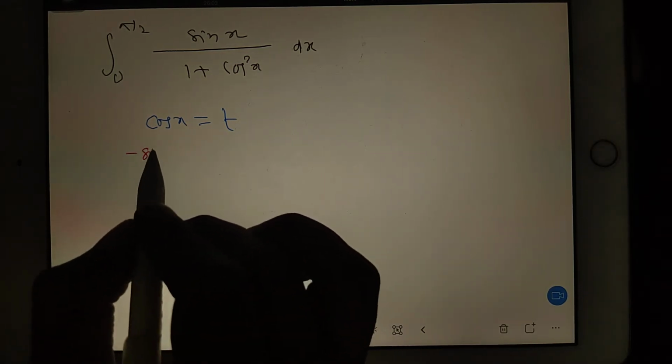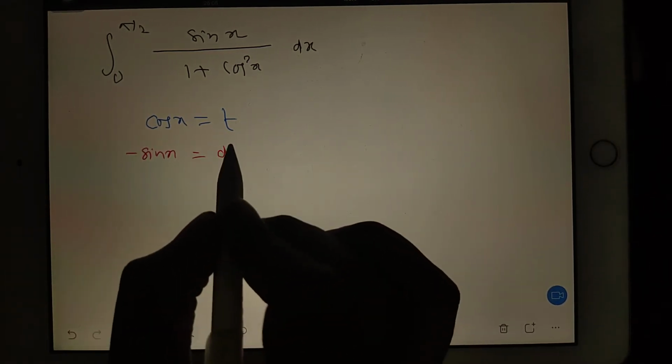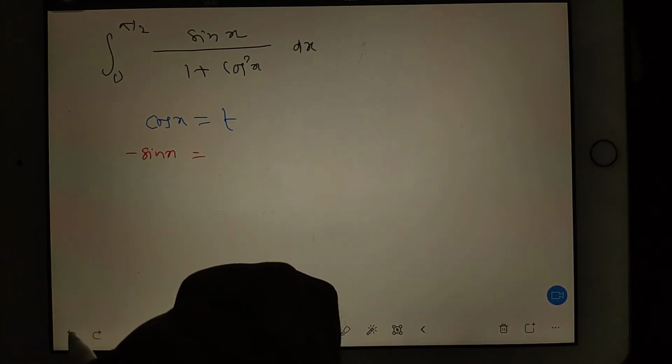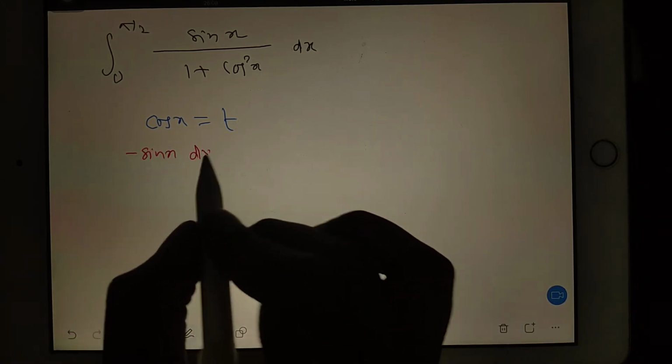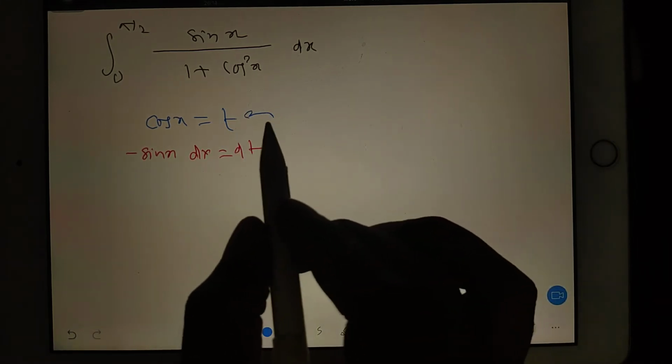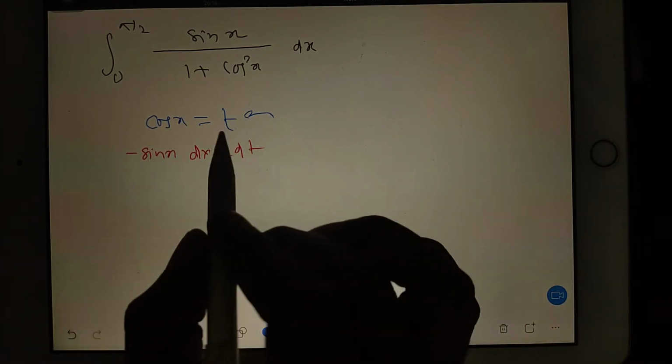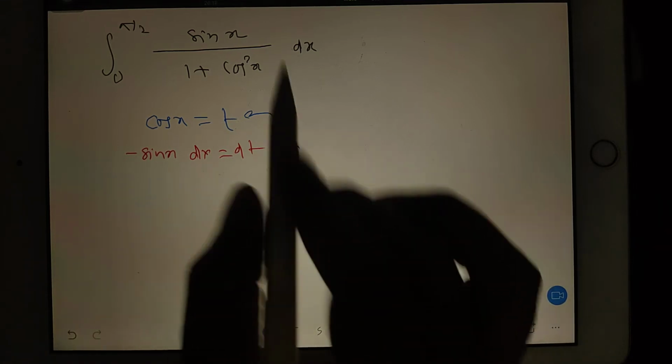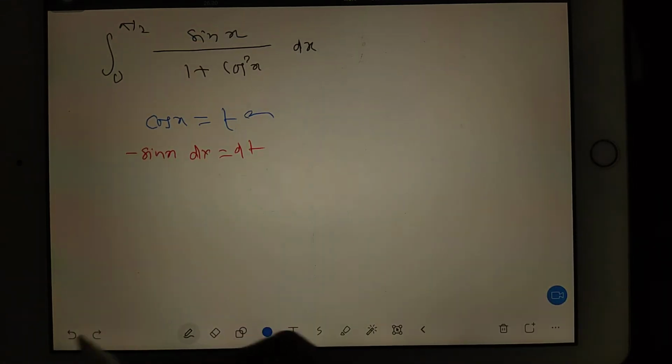And you know immediately, if I differentiate this, I'll be getting minus sin x dx is equal to dt. So okay, the cos x value I can replace with t, and the sin x dx value also I can replace, you can see here, but I need to change the limit part. In the limit part some students may make a mistake, so be very careful here.